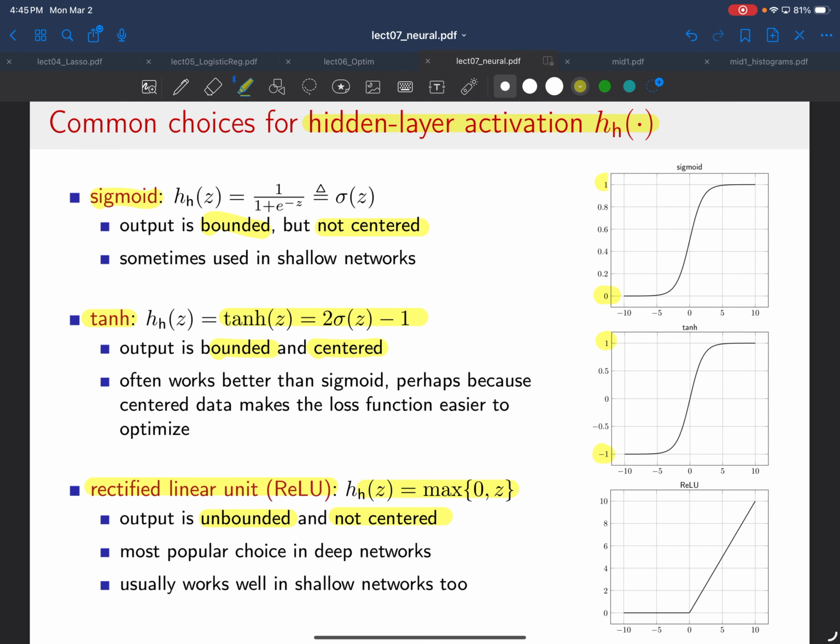All right. Any questions on hidden layer? So this is a design parameter. You don't necessarily know which one is going to work better. You can just try different ones and see on your data, on your test set, which one works better.